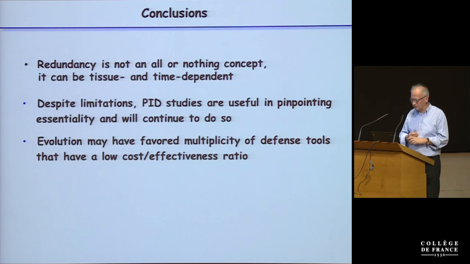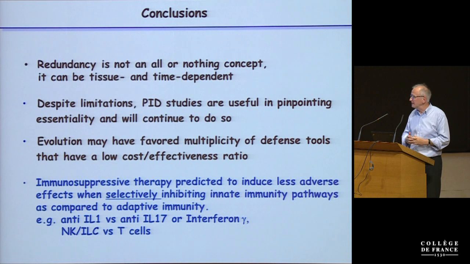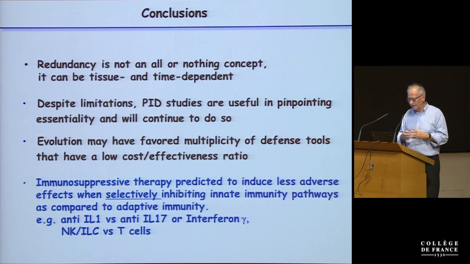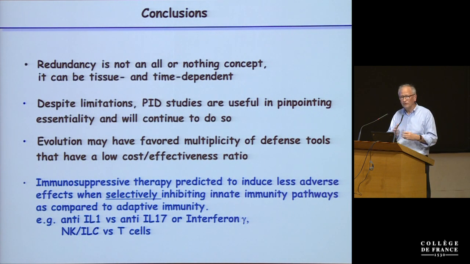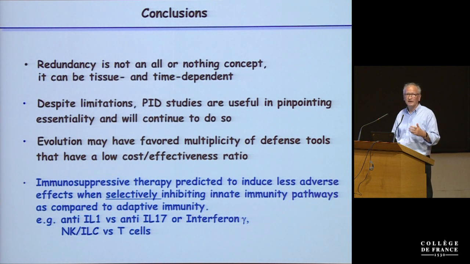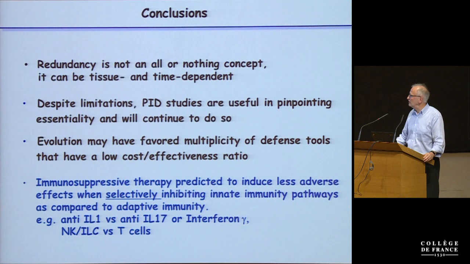cost effectiveness ratio. Incidentally, practically speaking, in medicine, if what I'm proposing is correct, it suggests that each time there is the choice, the possibility to treat an immunopathological disease, it would be better to target immune pathways that are essentially redundant to avoid infections. For instance, if you neutralize IL-1, as it is done, for instance, in inflammatory bowel disease, the risk of infection will be reduced since the IL-1 pathway looks to be apparently redundant in infectious immunity compared to neutralizing IL-17 or gamma interferon.